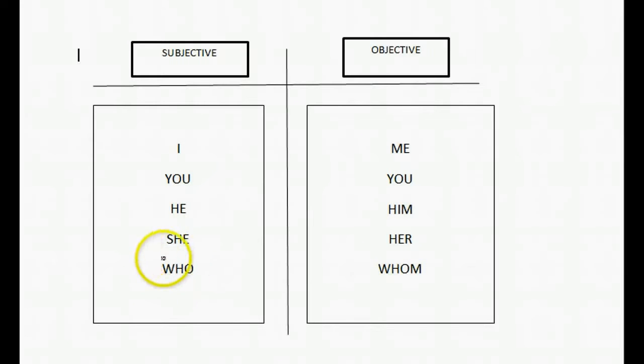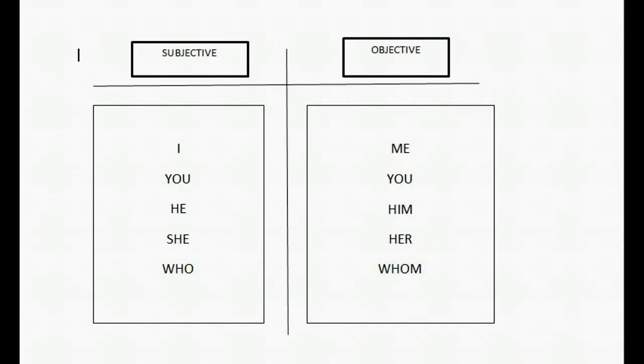Same thing with who. Who is used as a subject and also as a predicate nominative, because a predicate nominative renames the subject. Okay, let me repeat that. You use who as a subject, but you also use it when it is a predicate nominative because it's renaming the subject. You use whom as a direct object or an object of a preposition.